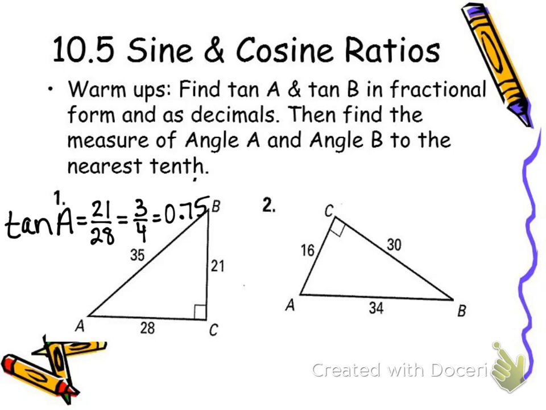Okay, it also asks us to find the tangent of angle B. I'll do that below. Who can raise their hand and tell me the tangent of B? Keon. No. Thank you, Martez. We cannot use the hypotenuse. So it would be 28 over 21, which reduces to 4 over 3. As a decimal, that would be 1.3 repeating.